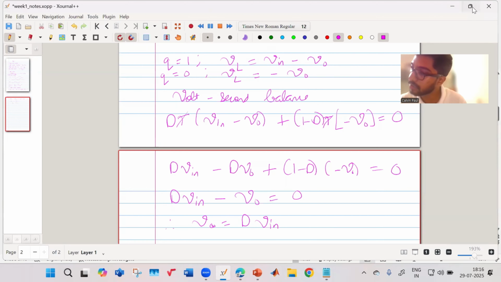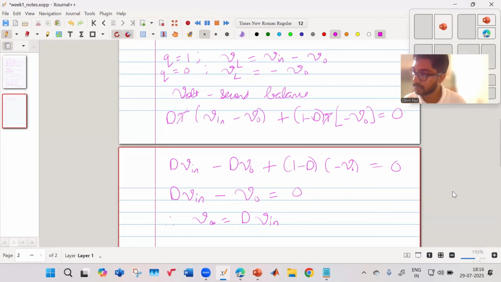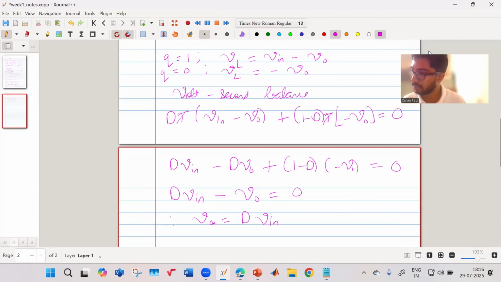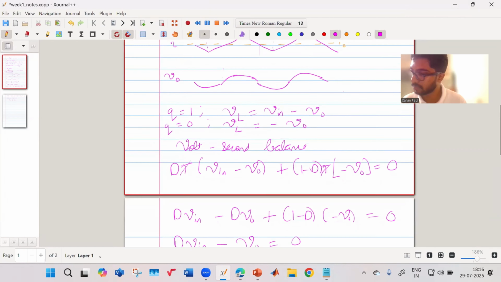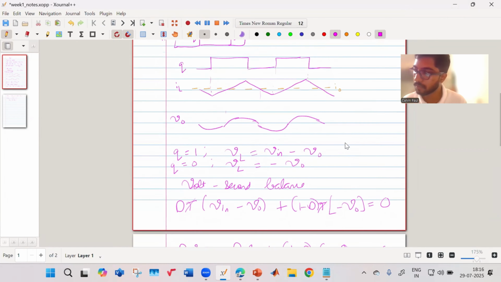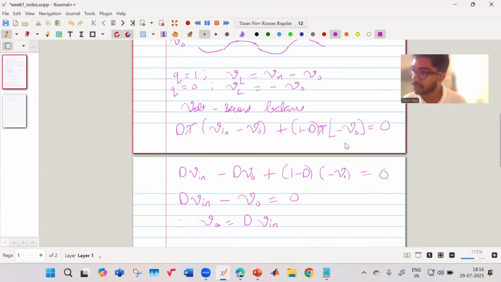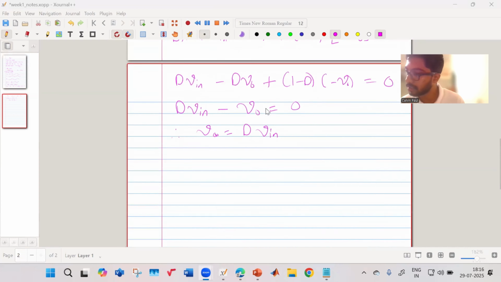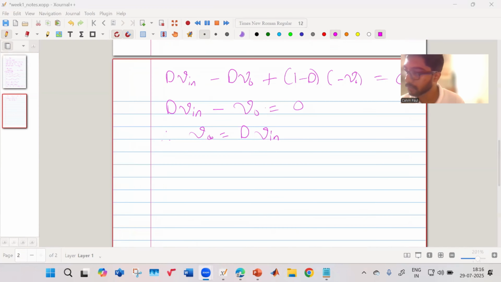Any doubts in this part? Okay, I hope this part is clear. So this is for the buck converter. Similarly, we have our boost converter.